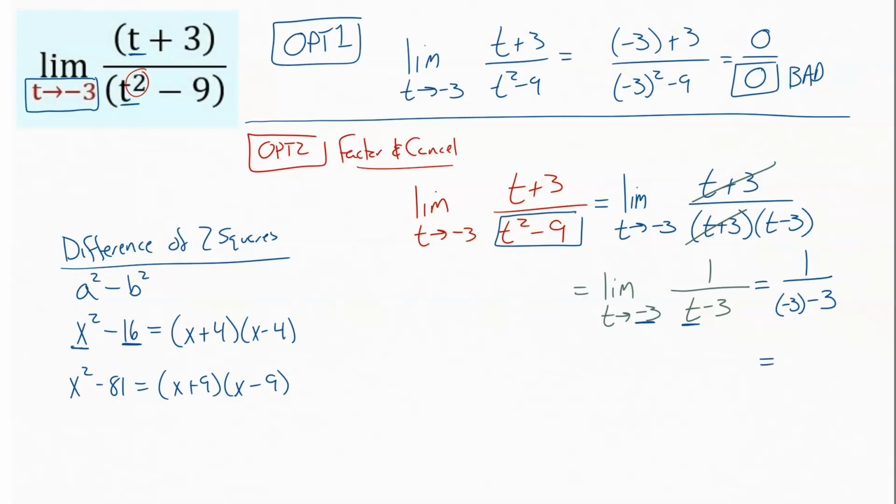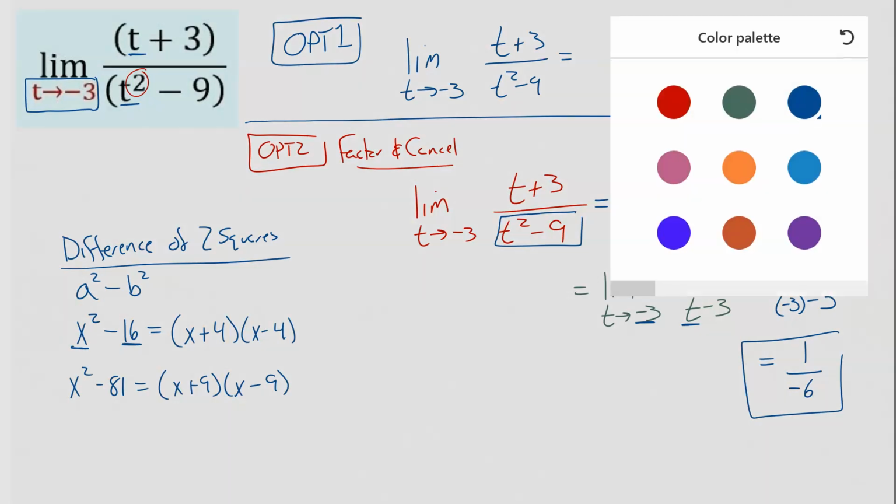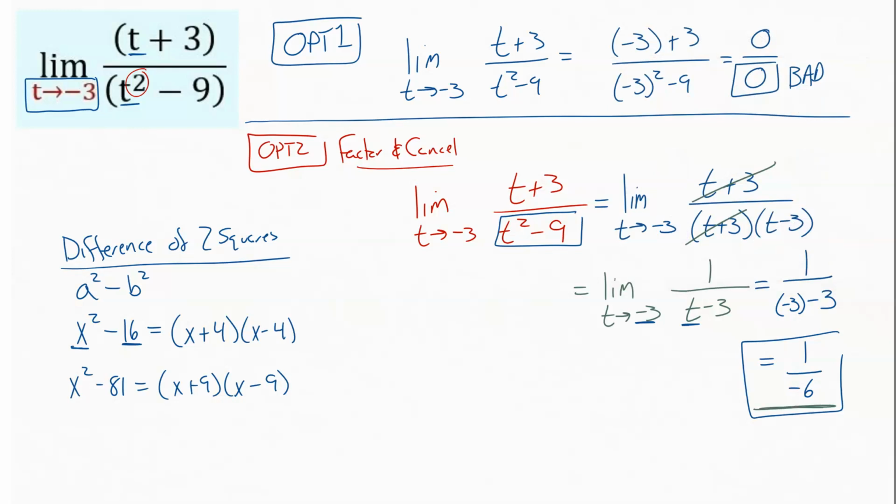If I look at this now, I can clean this up. This is now going to be 1 divided by -3 minus 3, which gets us -6. And so our final answer for this problem, the limit as t approaches -3, would be -1/6.